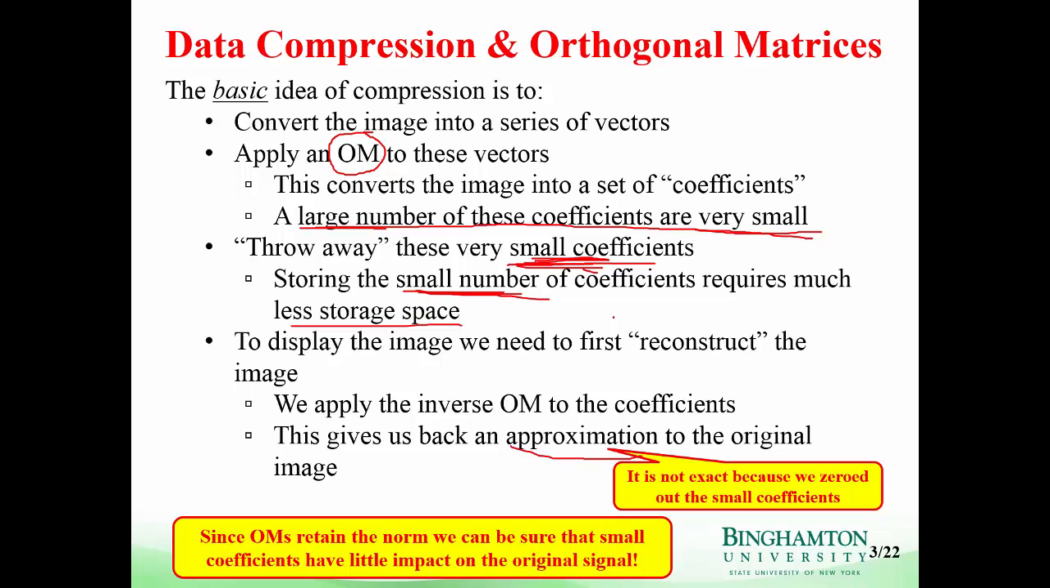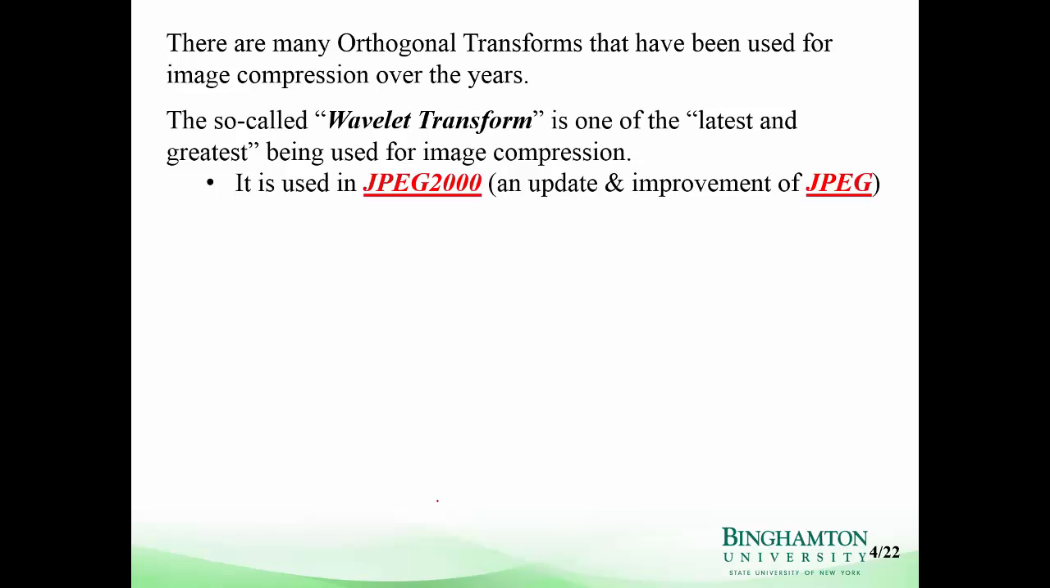And it turns out that property is what leads to the fact that since we're throwing away small coefficients in the new space, the error is small in the new space, and because we retain the norm, the error will be small in the original space. So that's kind of key to this.